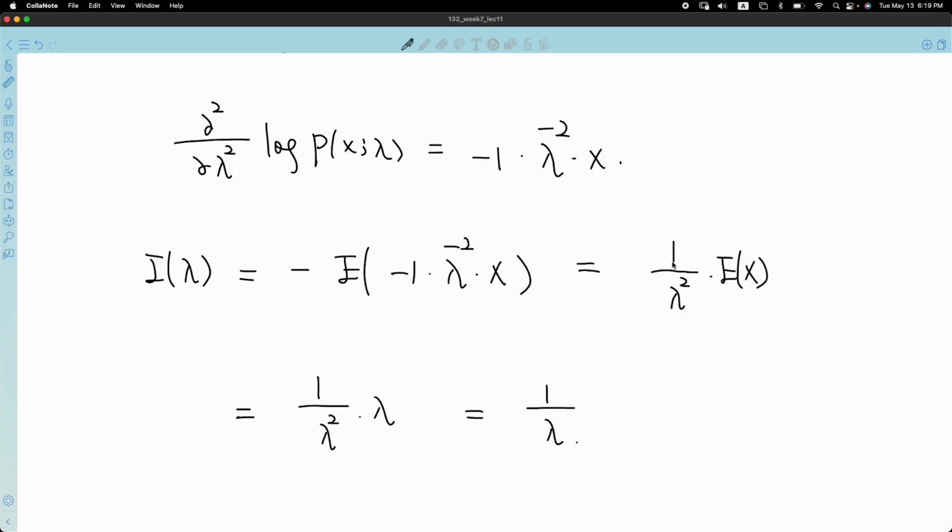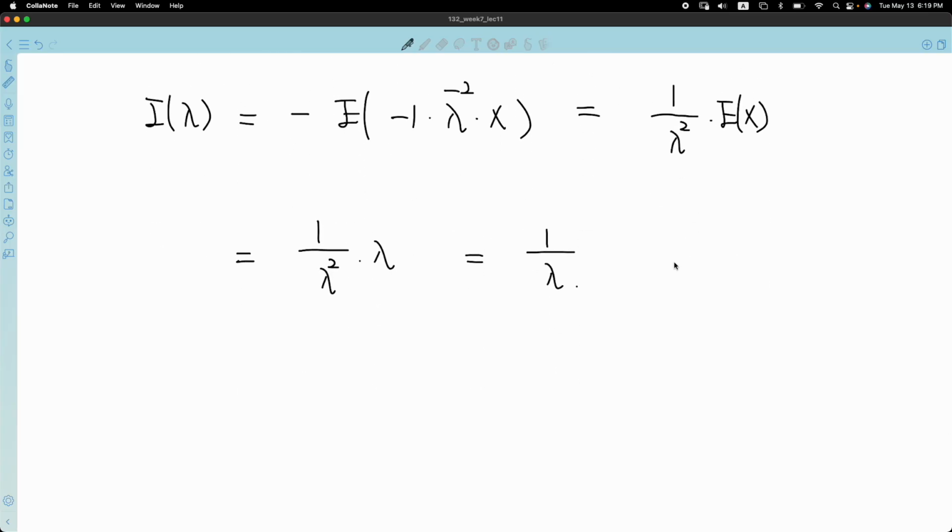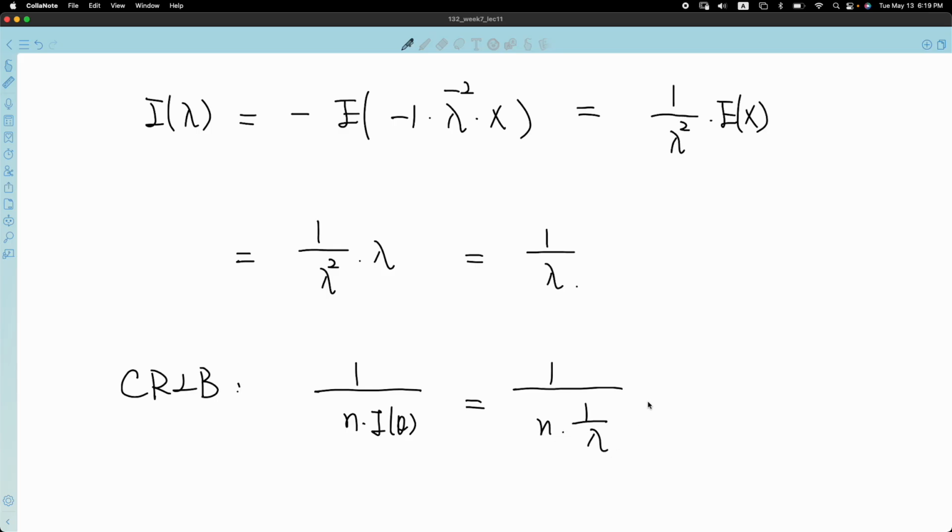Okay, so that's your Fisher information. And now let's calculate the Cramer-Rao lower bound. The Cramer-Rao lower bound for a Poisson random variable is 1 over n times the Fisher information. So this is 1 over n multiplied by 1 over lambda. That means the Cramer-Rao lower bound for a Poisson distribution is lambda over n. Okay, so now you have the Cramer-Rao lower bound.